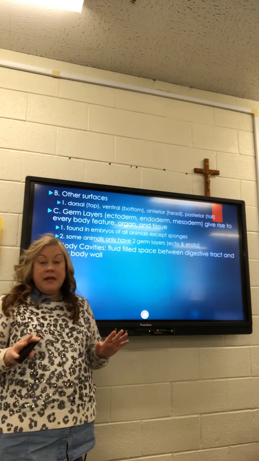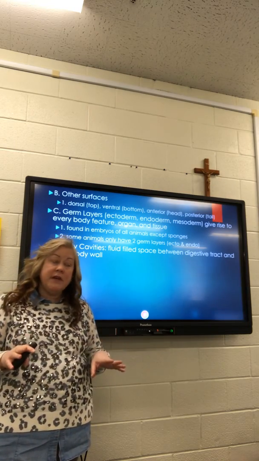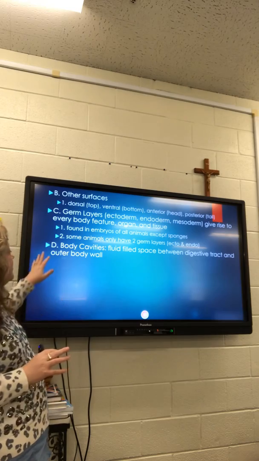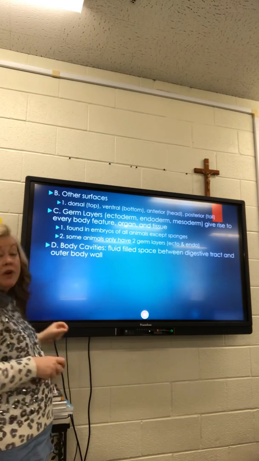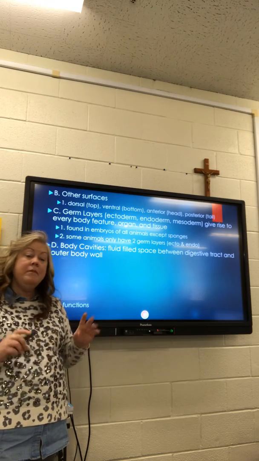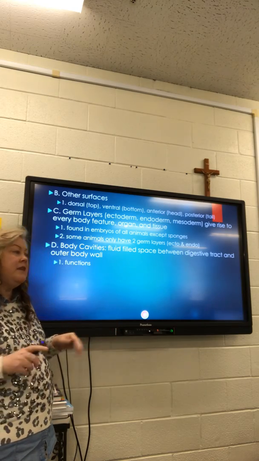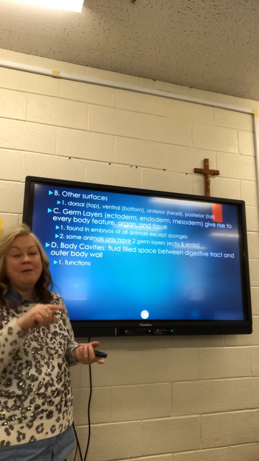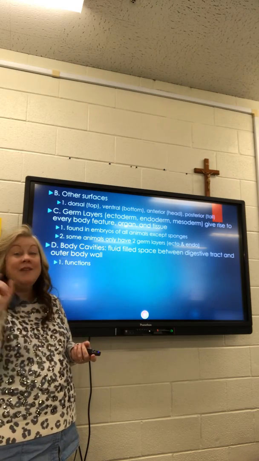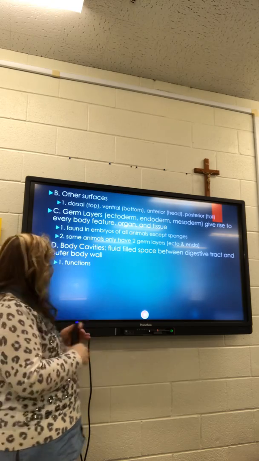Another characteristic that animals can have is body cavities. Now, a body cavity is defined as a fluid-filled space between the digestive tract and the outer body wall. And not all animals have body cavities. Those that don't have body cavities are termed acoelomates, and you're probably thinking, would that be like a sponge? The answer is yes.